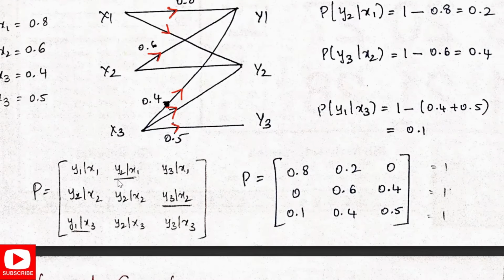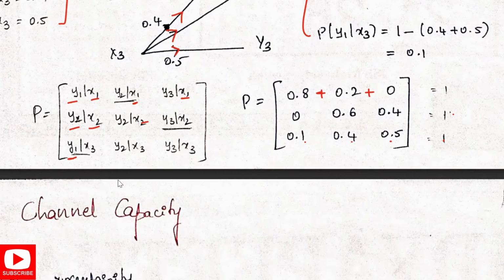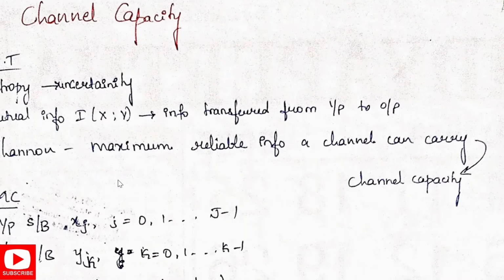As I said, input should be the same in each row and output should be the same in each column. Based on that, write down this matrix, and substitute the values that we have obtained. Here you can observe that each row adds up to 1. So 0.2 plus 0.8 is 1, 0.6 plus 0.4 is 1, 0.1 plus 0.4 plus 0.5 is 1. Next is the channel capacity.